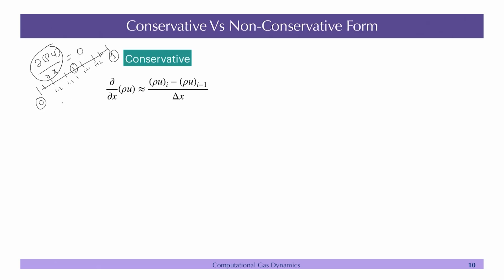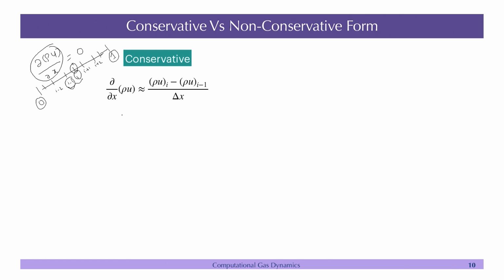So, what you will do is use the backward difference, which will be rho u at i minus rho u at i minus 1, so the value at this point minus the value at this point, divided by delta x. This comes from the Taylor series expansion, which you have gone through many times during your undergrad courses in math.